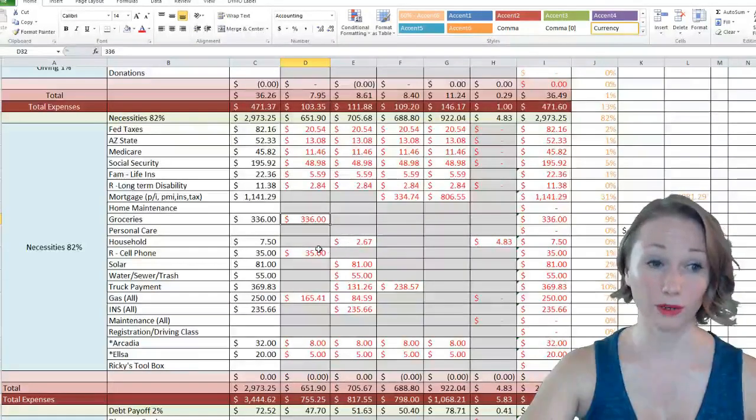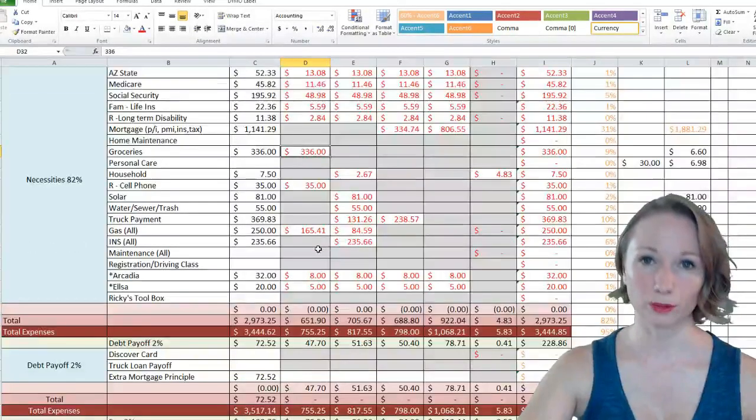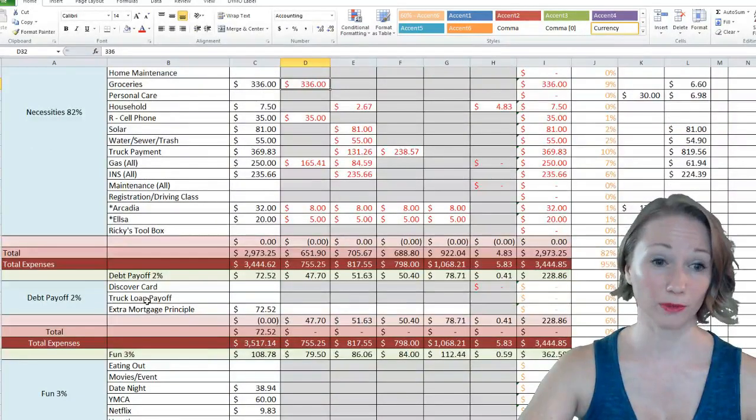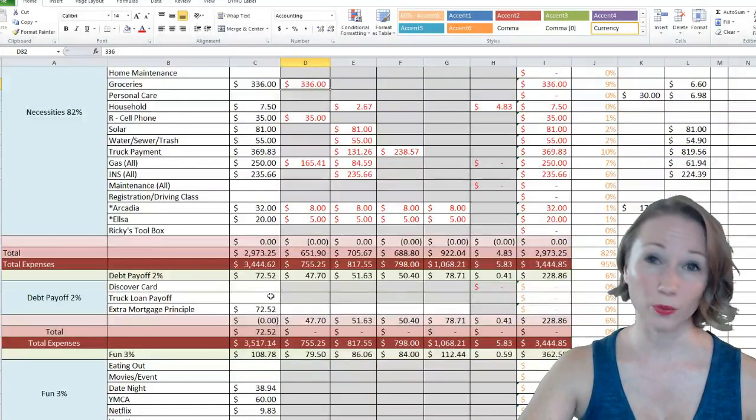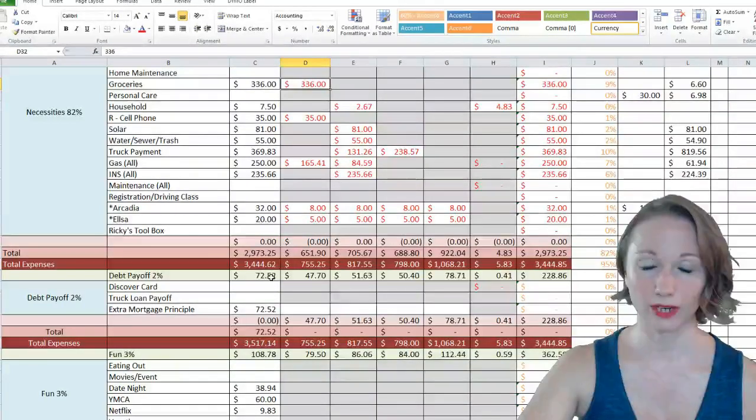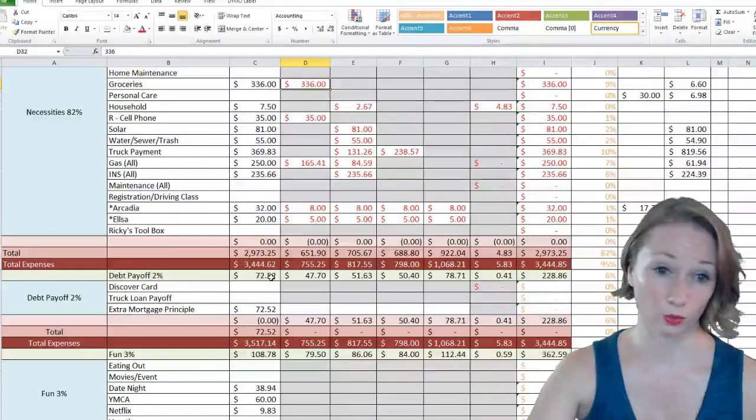So that's good. Now we're going to come down to our next category, which is extra debt payoff. So we're trying to pay off more of our debt. We're only going to be able to do 2% again because we don't have the overtime. Last month we did about 6%. Our goal is to be doing closer to maybe 8%. So again, it's going to fluctuate. If you have an irregular income like we do, it's going to fluctuate based on what you have.